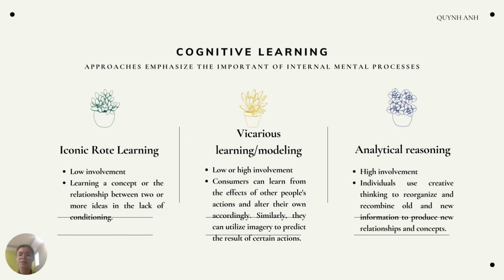Vicarious learning or modeling can be low or high involvement. Consumers can alter their own behavior by observing other people. Similarly, they can utilize imagery to predict the result of certain actions. And finally, analytical reasoning is generally high involvement. Consumers use creative thinking to combine old and new information to create new relationships and concepts.